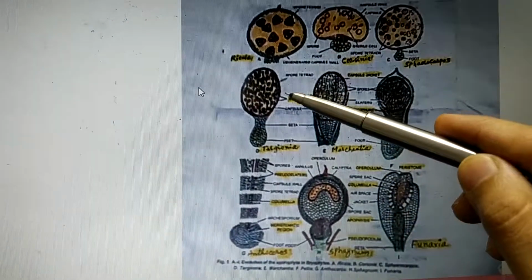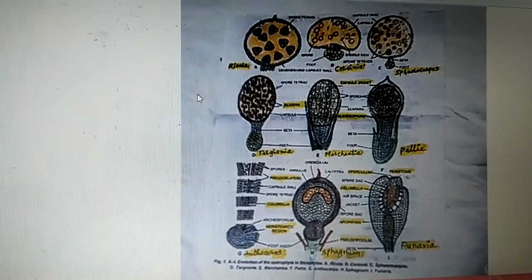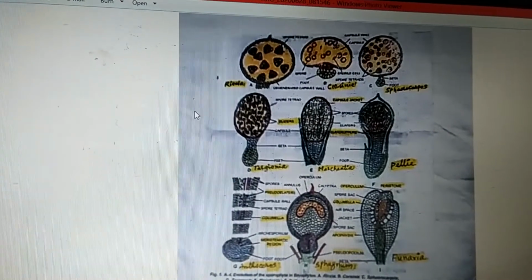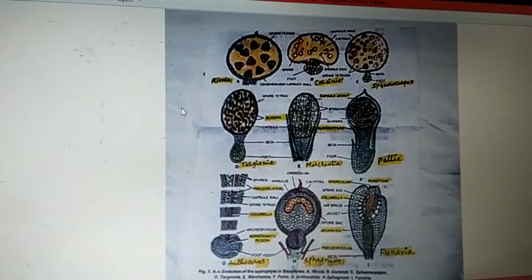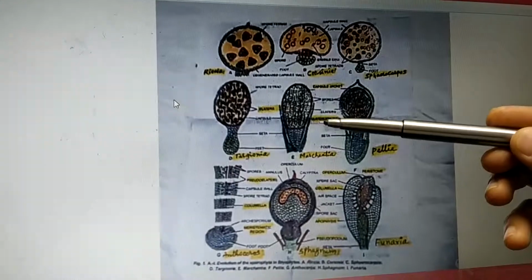Again, concentrating on the sterile tissue, the percentage of sterile tissue has increased compared to that of Sphaerocarpus. Why? Because in Sphaerocarpus we had nurse cells, no elaters. But in Targionia there is a formation of elaters. Now moving on further to Marchantia.